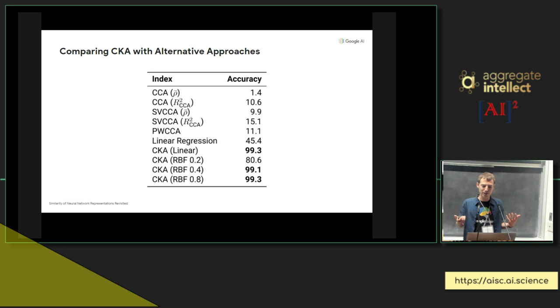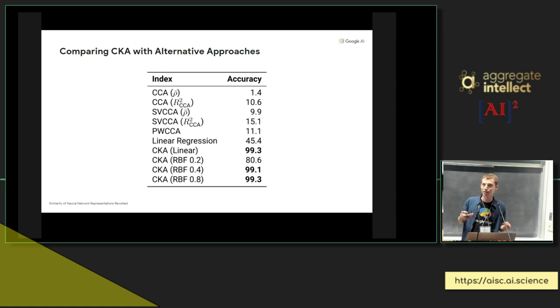We can also take this sanity check and make it quantitative. We've got 10 neural networks trained from different random initializations. If we take all of the pairs and take a layer from one and measure its similarity with all the layers from the other, how often is it that the layer with maximal similarity is the architecturally corresponding layer? If we do that, you can see with CKA, we can recover the architectural correspondences with over 99% accuracy, but with these other previously proposed methods, the accuracy is much lower.